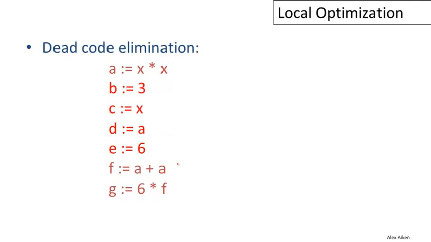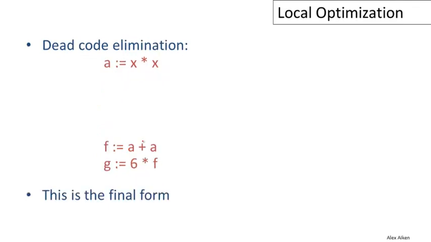And finally, we can do a bunch of dead code eliminations. So assuming that none of these values, B, C, D, or E, is used anyplace else in the program, all 4 of these statements can be deleted. And this is where we actually get some real performance improvement. So here we are actually saving entire instructions, and that's the best kind of savings that we can have. And so we wind up with this as our final form. So notice that A is assigned the value x times x, F is then assigned the value A plus A, and then G is assigned the value 6 times F.